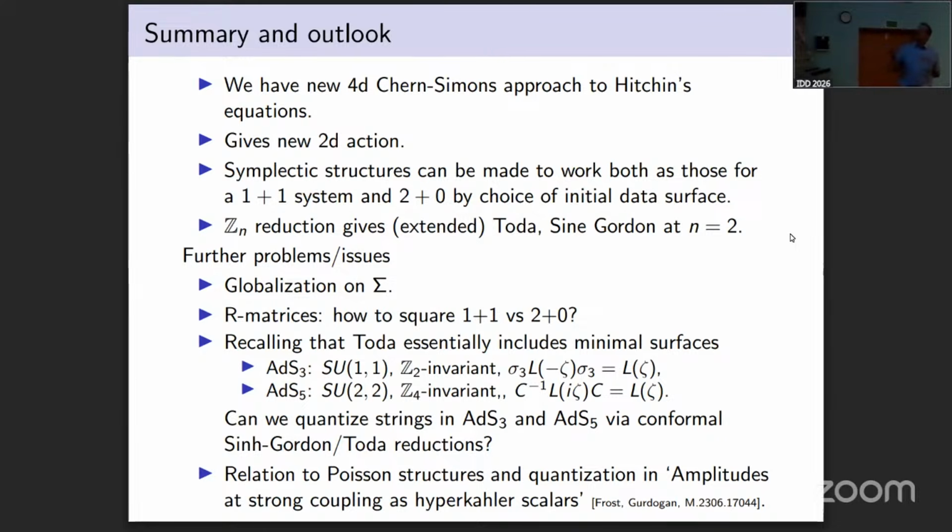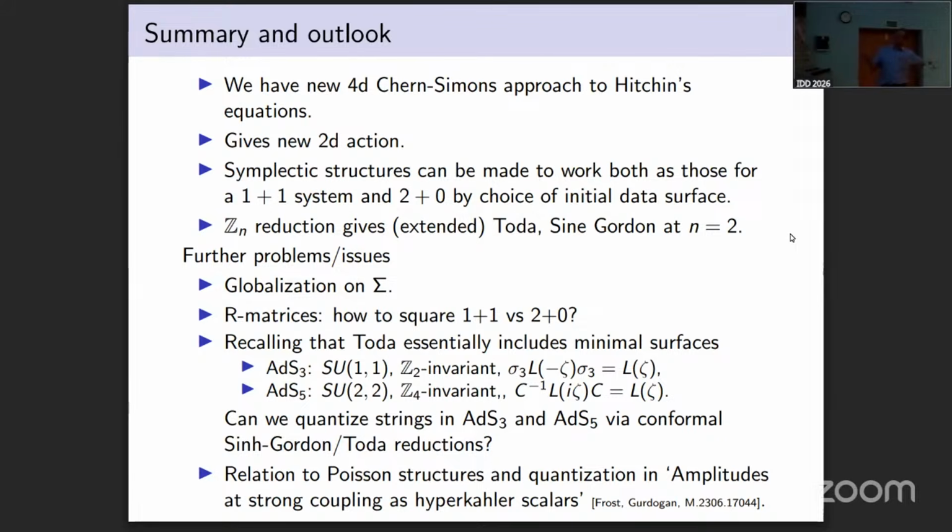So there are various issues here. Globalization on the Riemann sphere is a little bit awkward. There are various words we can say, and I still don't know in my own mind about squaring the different choices of hypersurface for the 1+1 versus 2+0. If I was interested in quantizing the string in AdS, it's usually thought of as a Euclidean worldsheet, and then, is this really the right symplectic structure to be using to define the Poisson brackets of a string on a string worldsheet? So I'm still slightly unclear about that.